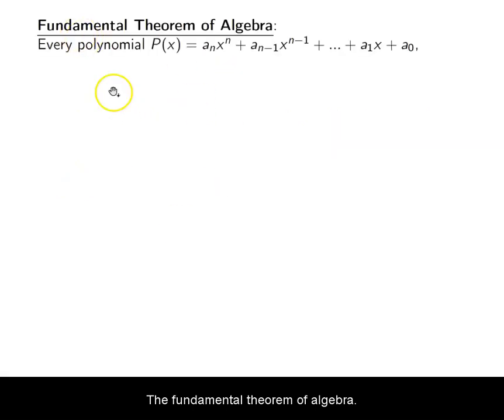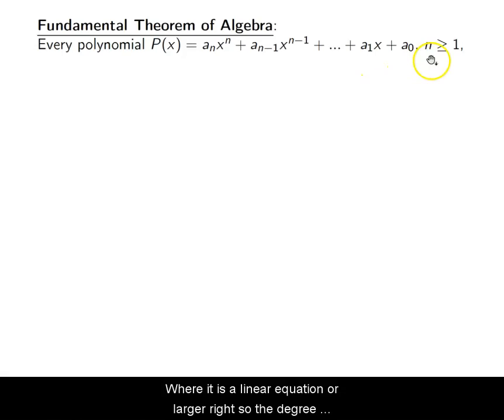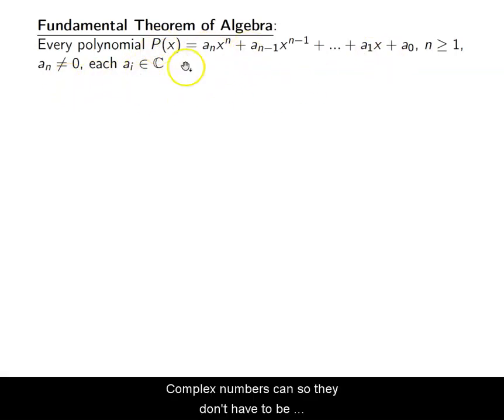So every polynomial of this form, right? p of x equals a sub n x to the n, decreasing in power until you get to your constant term, where it is a linear equation or larger, right? So the degree is 1 or more. Your lead coefficient cannot be 0, okay? And each of your coefficients are complex numbers.